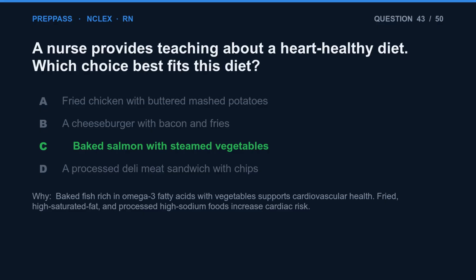The correct answer is C. Baked fish rich in omega-3 fatty acids with vegetables supports cardiovascular health. Fried, high-saturated fat, and processed high-sodium foods increase cardiac risk.